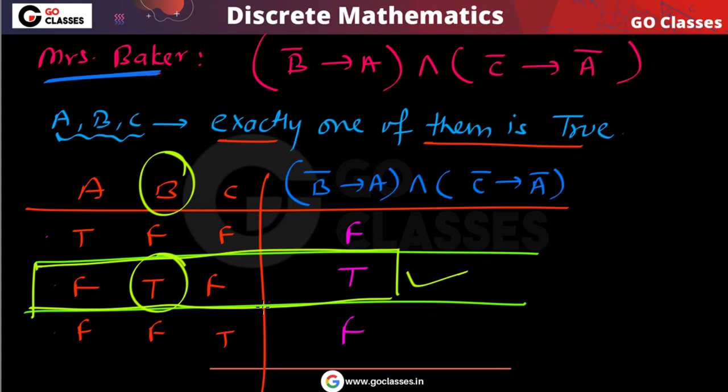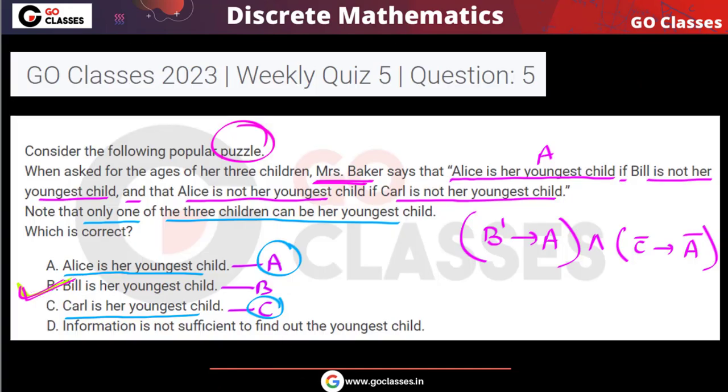Now the question is saying that one of them must be the youngest child, so A, B, C, Alice, Bill, Carl, exactly one of them is the youngest child, so exactly one of them is true. So finally either this is possible or this is possible or this is possible, but we can see that only for this situation when B is the youngest child, Mrs. Baker's statement will be true. In all other situations, if you assume that Alice is the youngest child, or Carl is the youngest child, in both these situations Mrs. Baker's statement will be false, so the answer will be Bill is the youngest child.